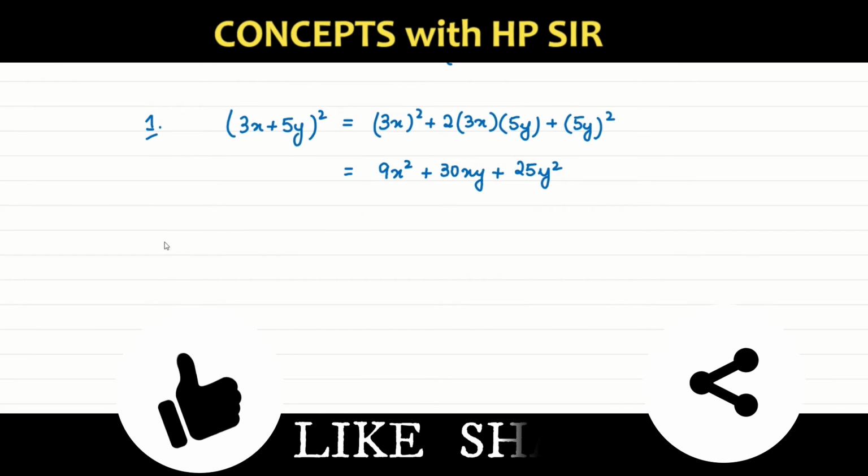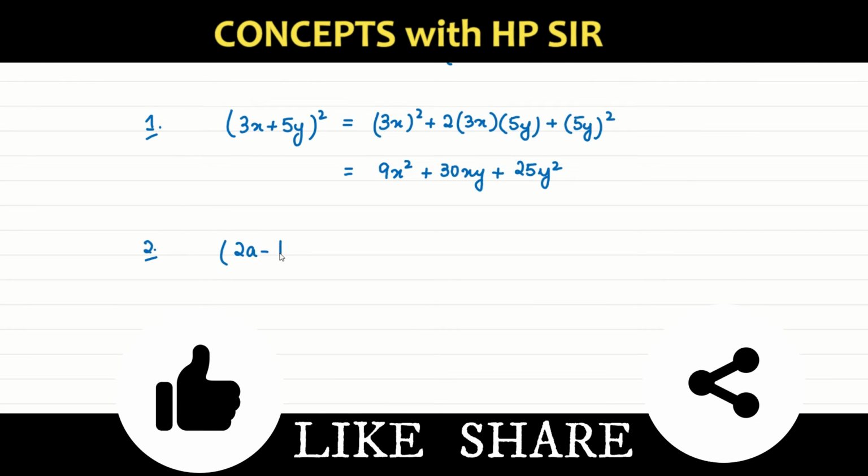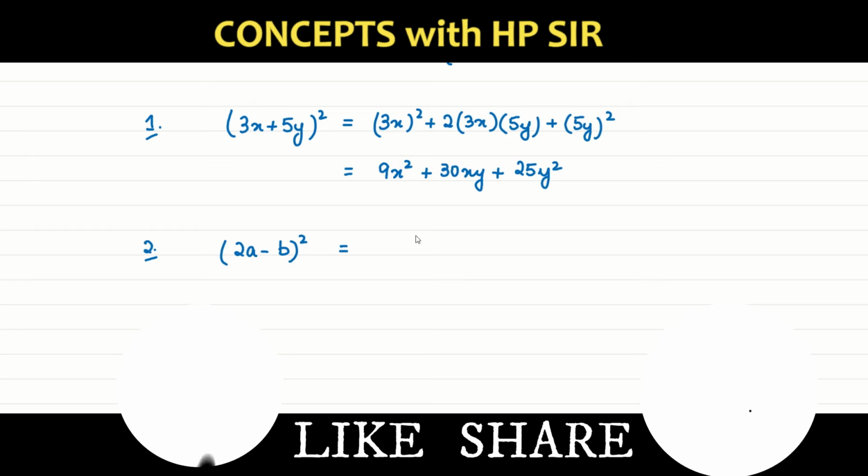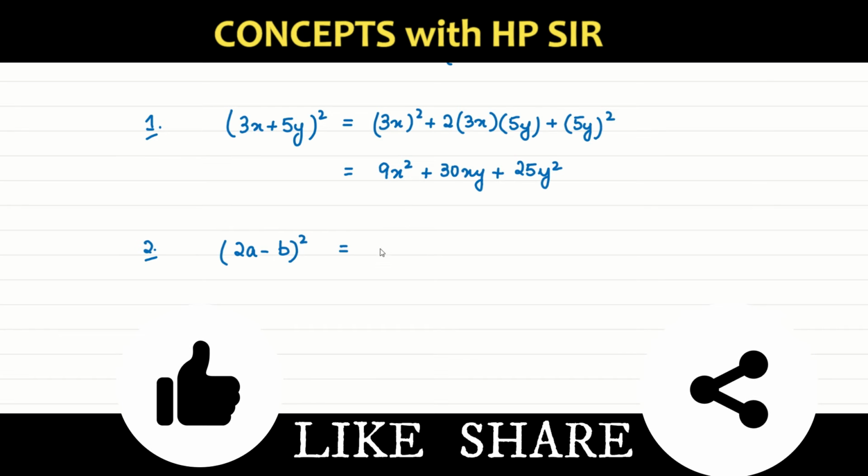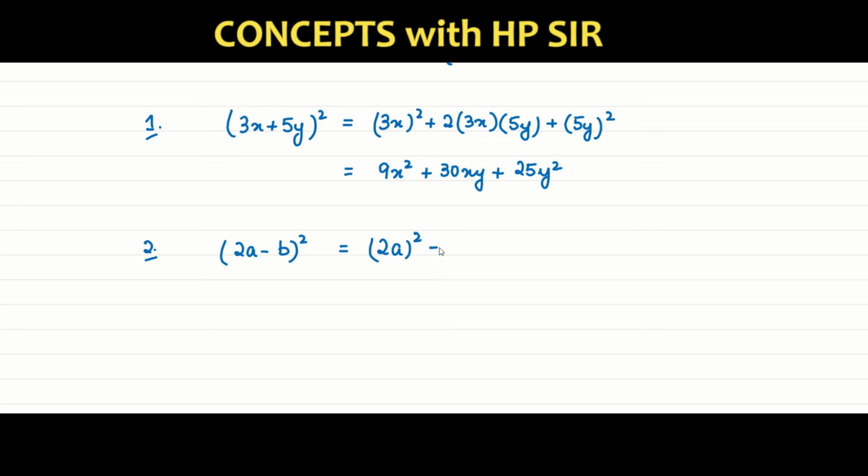Moving on to the second question, (2a - b) whole square. So now there is a minus sign in the brackets. So the expansion for this will be square of 2a minus twice of 2a into b plus square of b. So that is equal to 4a square minus 4ab plus b square.